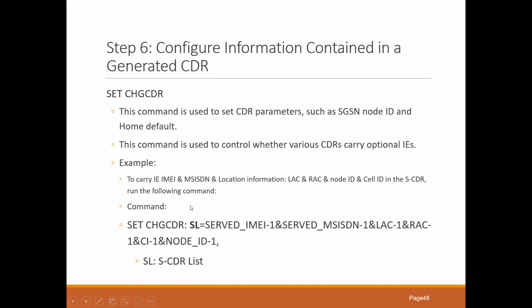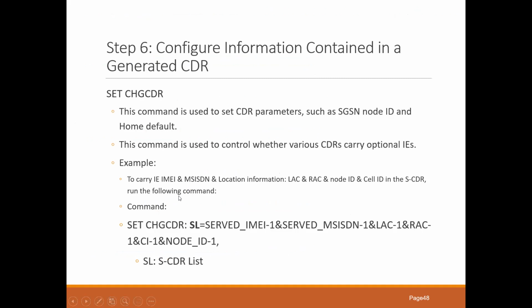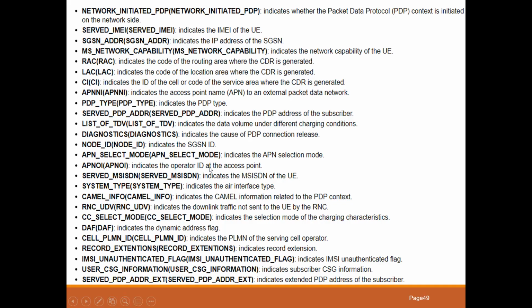So if you need to add some more fields in your SCDR or remove some fields in SCDR, you can do it using this set CHG CDR command. And these are the list of different fields that can be added in your SCDR. So depending on your billing side requirement, you can add or delete any of these using this command, the set CHG CDR. Okay, you have your IMEI, SGSN address, network capability, LAC, RAC, APN, and cell PLMN ID. So these are all the supported fields.